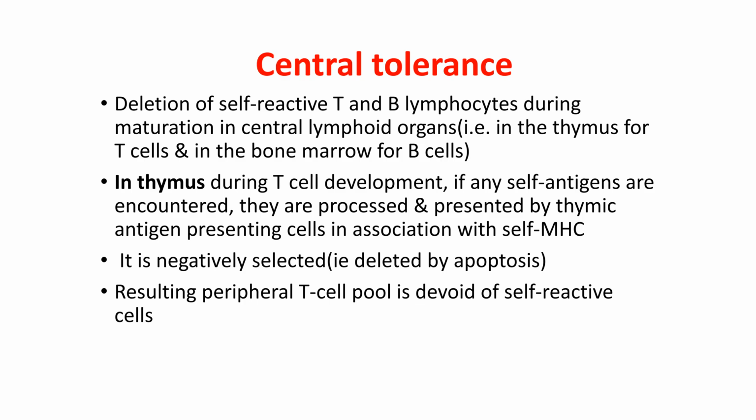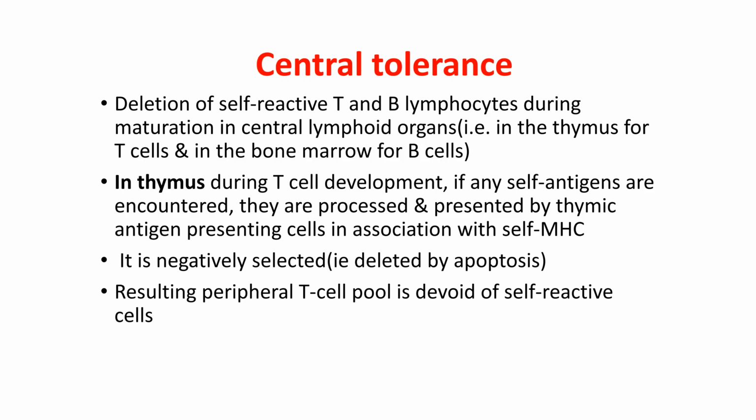So what is central tolerance? It is the deletion of the self-reactive T and B lymphocytes during their maturation in the central lymphoid organs, which I have already told you are the thymus for T cells and bone marrow for B cells. In the thymus, during T cell development, if any self-antigens are encountered, they are processed and presented by thymic antigen-presenting cells in association with self major histocompatibility complex. Since they are presented in association with self MHC, they are negatively selected and hence deleted by apoptosis, that means cell death.